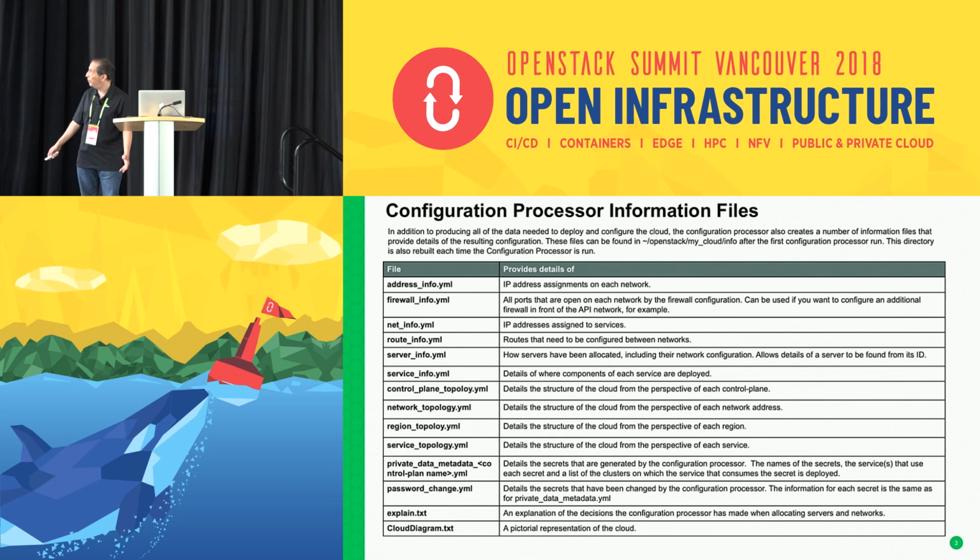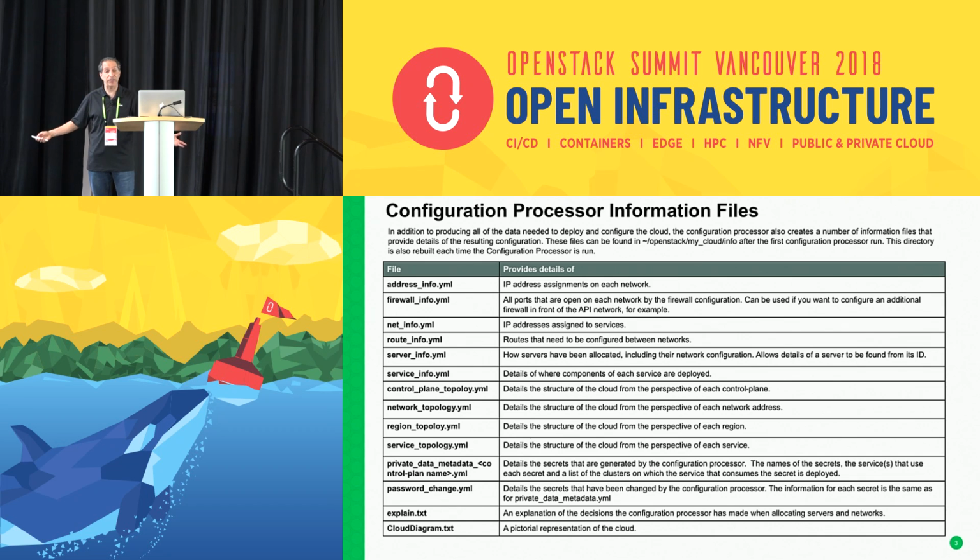I won't go into all of them, but for example, address info gives you all of your IP address assignments. So if you're going to deploy in an HA environment, you already know what the VIPs will be. We also have routing info, so all the routes that will be created, server info, how your servers will be allocated, topology information. We also provide a really cool ASCII art representation of the cloud itself that will show you where the services are deployed, whether they're deployed on controllers or computes or things like that.